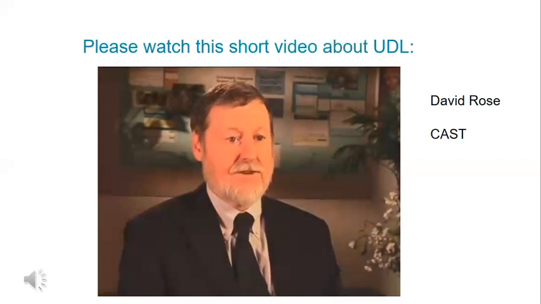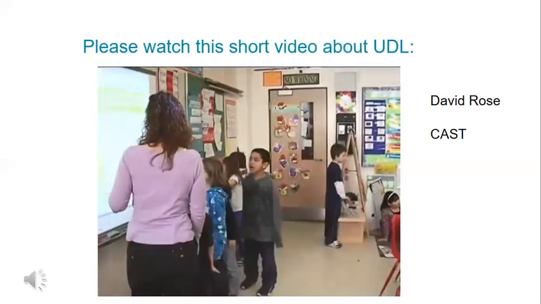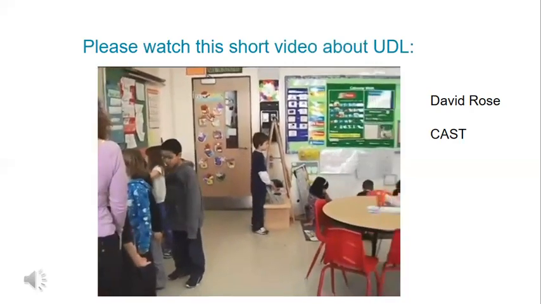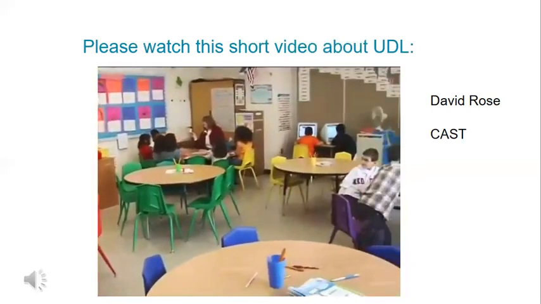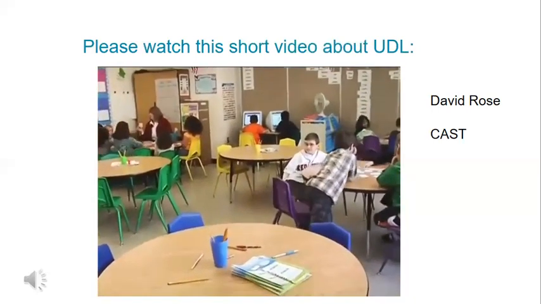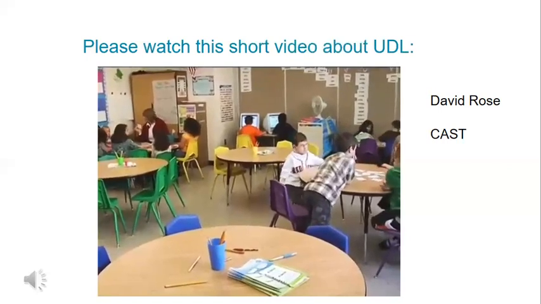Within Universal Design for Learning, when we look at a curriculum, we think of 4 main components, and each of them needs to be universally designed. The first component is, what are its goals? How do we translate standards into things that are important to do in the classroom?